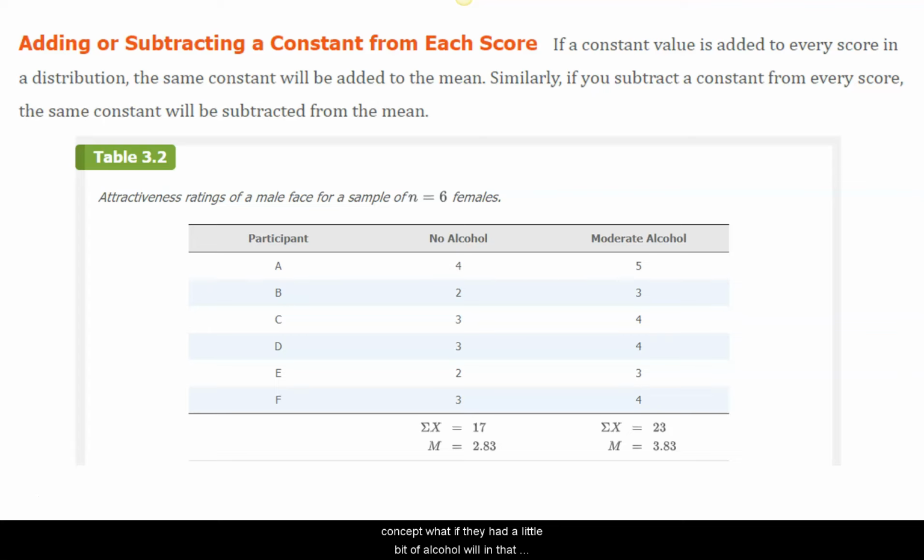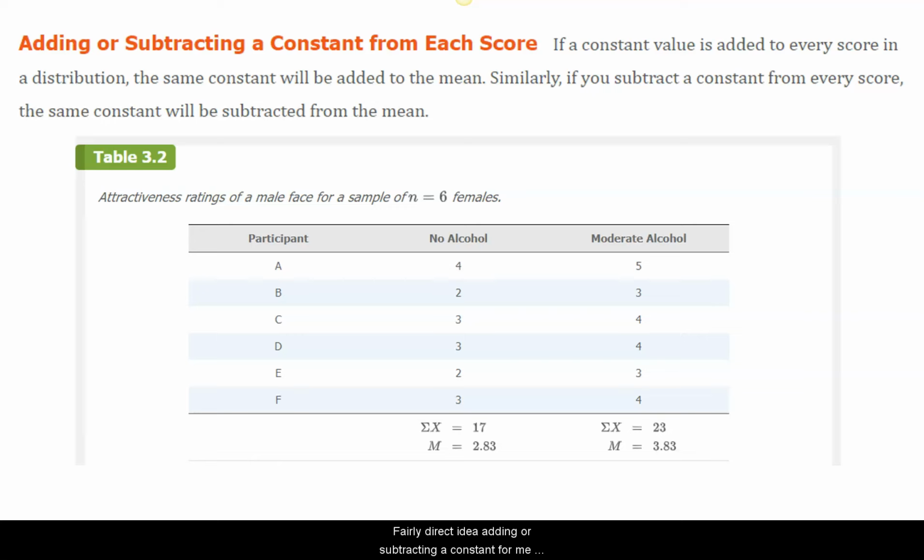Well, in that case, it adds a constant of 1 to each face. And clearly, this is a hypothetical experiment. It's kind of silly. But 5 plus 3 plus 4 plus 4 plus 3 plus 4 is now 23. I've added a constant of 1. And what has that done? That's raised the mean by exactly 1. Looky there, from 2.83 to 3.83.